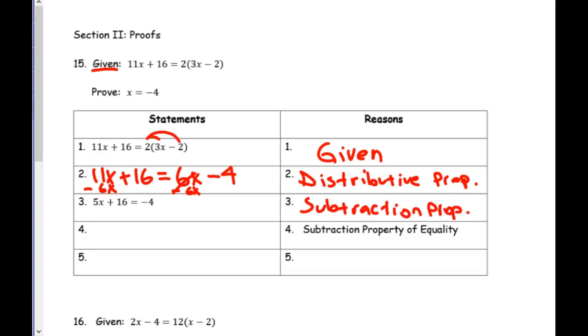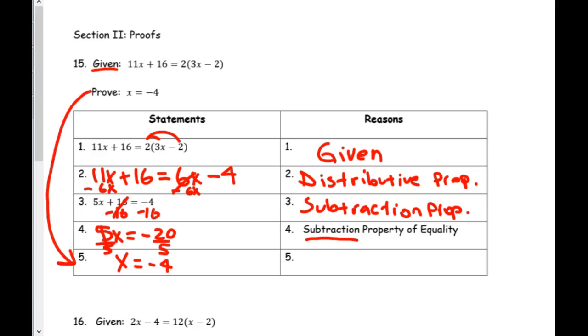Okay, step 3, to get rid of that loner, plus 16, we need to subtract 16 on both sides, which we already have right here is a subtraction property. So we got 5x equals negative 4 minus 16 is negative 20. And then to get rid of this 5, we're going to divide. So x equals negative 4, which is what we were trying to prove. Very good. And I just divided on both sides. That's the division property of equality. You can just put division property.